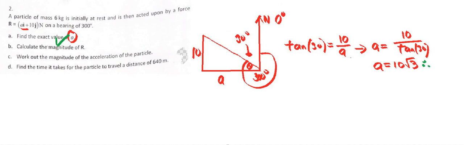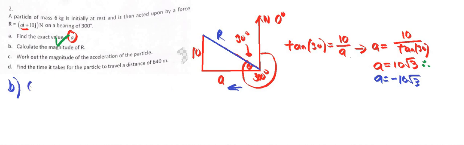Right, okay, now B. It says calculate the magnitude of R. Now remember, R is my vector. So this is my R vector. How do I find it? Well, that's Pythagoras. So for B, I take my two distances, A, which is 10 root 3. And remember, this is going in this direction. So A is actually minus 10 root 3 because this is going in the negative direction.